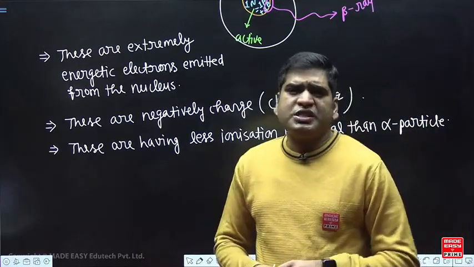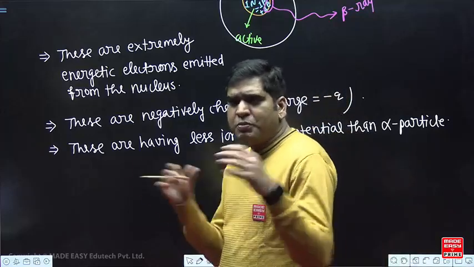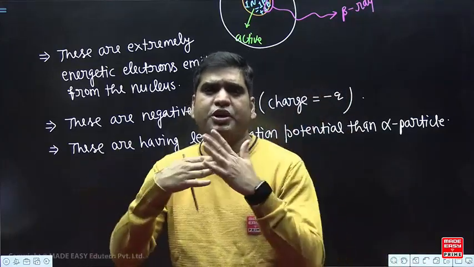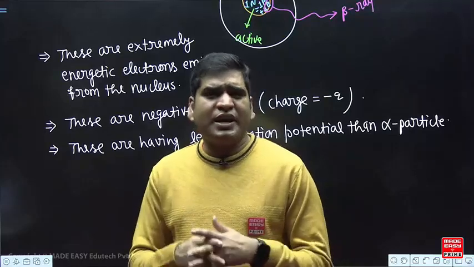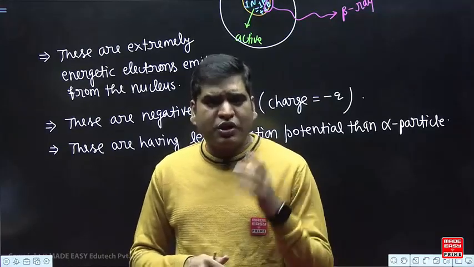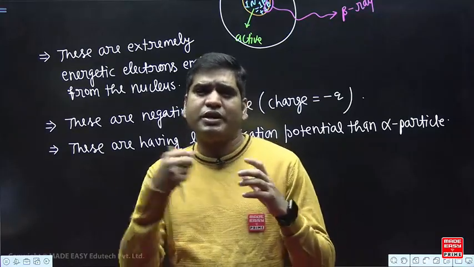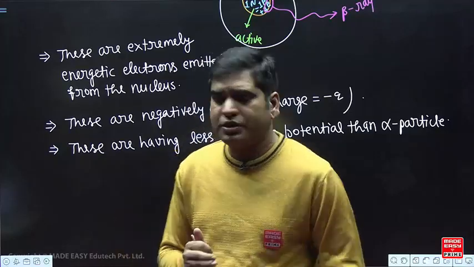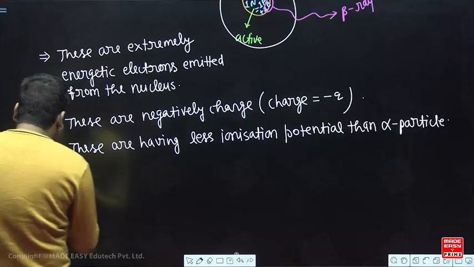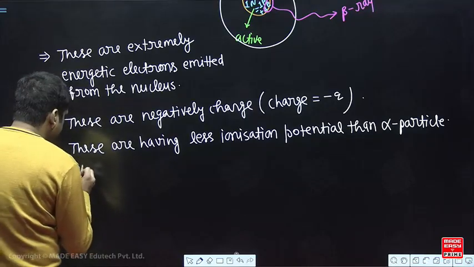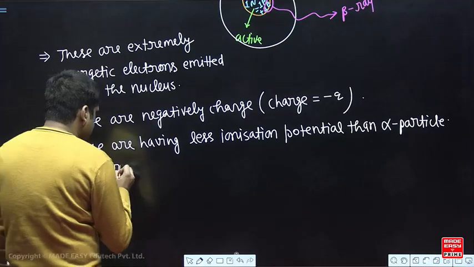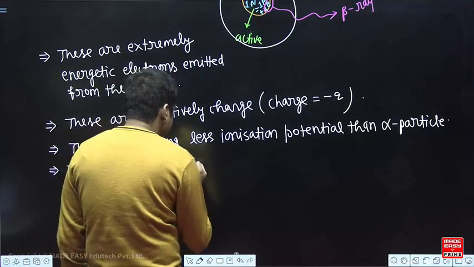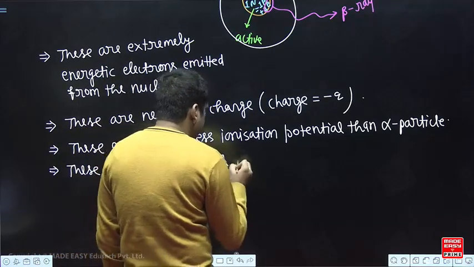Electrons travel almost with the speed of light, so they travel with very fast speed. When they travel with very fast speed, they can penetrate human skin, but they cannot penetrate thin metal sheet, because in metals there is an electron cloud, and that electron cloud repels them, so retards their speed, so they cannot penetrate. So you can write, these travel almost with the speed of light.